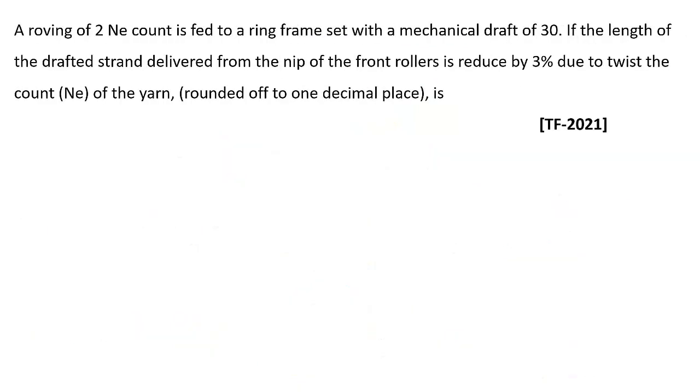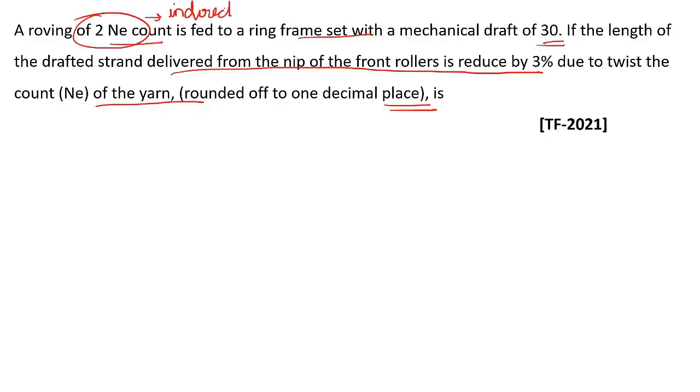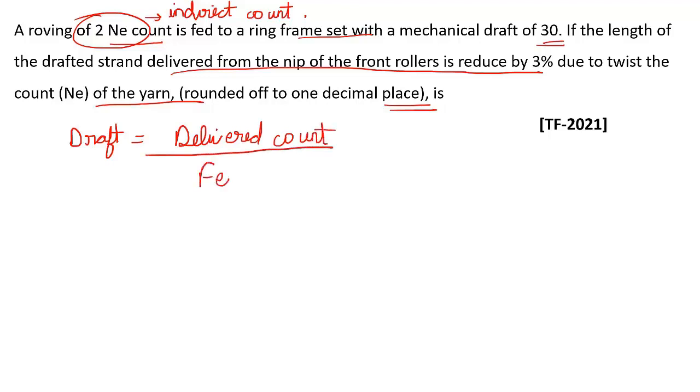Roving of any count is fed to a ring frame set with a mechanical draft of 30. If the length of the drafted strand delivered from the nip of the front rollers is reduced by 3% due to twist, the count in Ne of the yarn rounded off to 1 decimal place is. So the yarn count is given in Ne, which is an indirect count. So the draft is delivered count upon feed count.